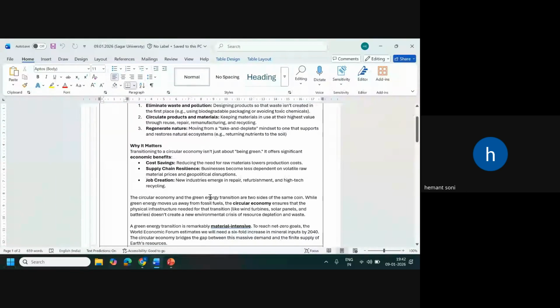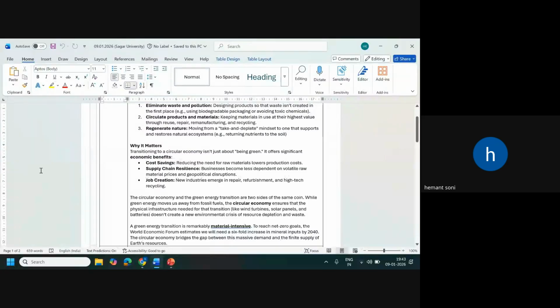The circular economy and the green energy transition are two sides of the same coin, because ultimately everyone tries to move from the old methods to green energy transition. But then the circular economy is like a circular methodology that I just explained, and green energy transition actually is a linear process. So while green energy moves us away from fossil fuels, like moving to non-conventional sources of energy, the circular economy ensures that the physical infrastructure needed for that transition, like wind turbines, solar panels, and batteries, doesn't create a new environmental crisis of resource depletion and waste.